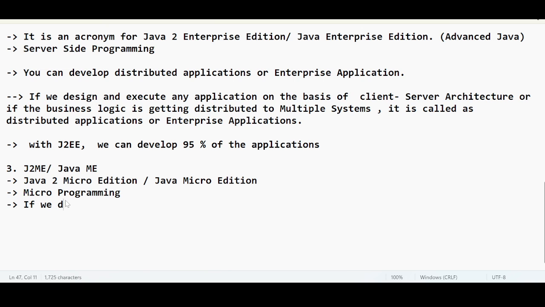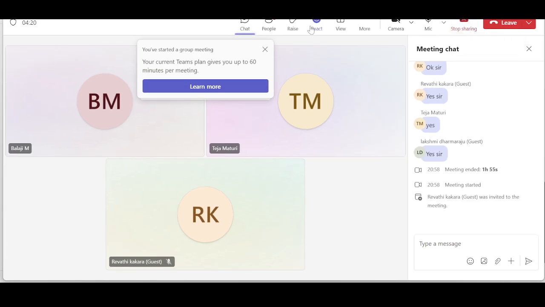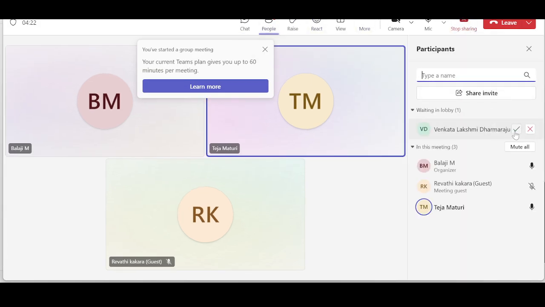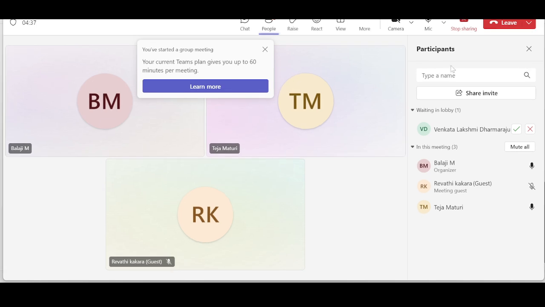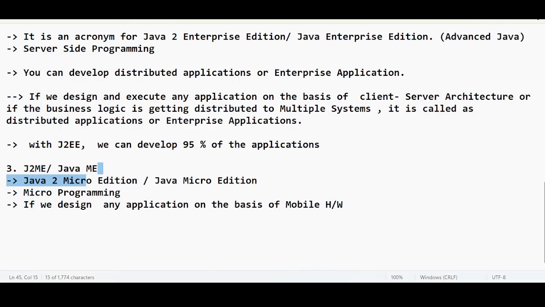If we design any application on the basis of mobile hardware or software, so if you design any application for mobile hardware, then you can go for Java 2 Micro Edition. It is not required. We are not going to learn this. I'm just giving you the differentiation and segregation of the Java programming language. It has been categorized into three parts. That understanding is more than enough.